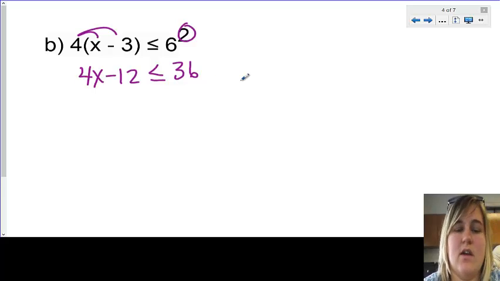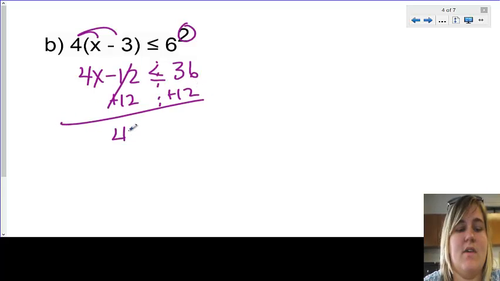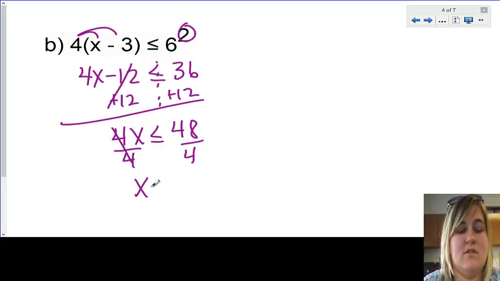Now I'm just solving a basic two-step inequality. So I have to move what's farthest from the x but on the same side. That's going to be 12. So I'm going to add 12 to both sides. So I have that 4x is less than or equal to 48. To get x by itself, I divide by 4 on both sides, which gives me that x is less than or equal to 12.